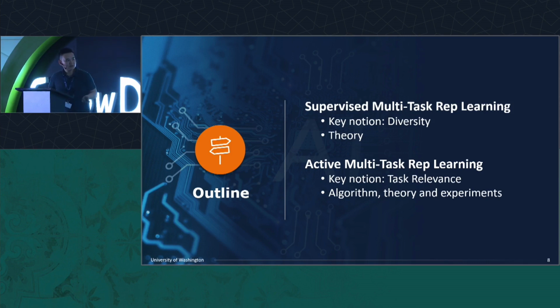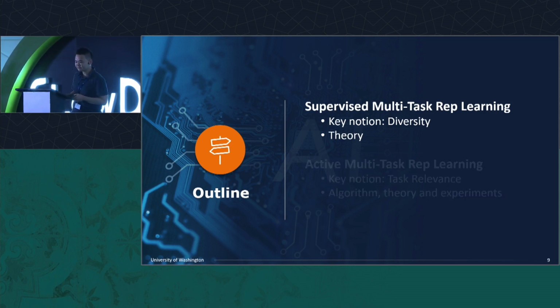All right, so this is the outline of today's talk. I'll first talk about our work on supervised multitask representation learning, about the theory. The key notion to take away here is the diversity of the tasks, which is important for multitask representation learning in this passive setting. Then I'll talk about our work on active multitask representation learning, where we need to define the task relevance between the source and target tasks, and use this relevance to sample data from the source tasks. We will present some algorithms, theory, and experiments. All right, so let's start with the first part.